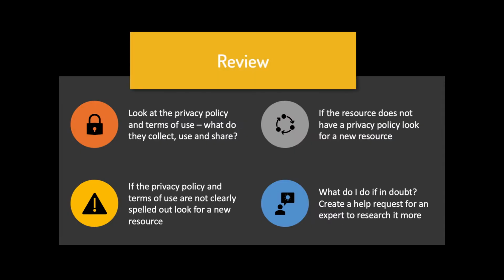Let's review. Remember that our students look to us as role models. Learning how to critically review and use a website for a resource is a vitally important skill. By using our sound judgment, we can teach our students how to think and review resources with a critically thought process. When searching for a new resource to help your students, be aware. Look at the privacy policy and terms of use. What do they collect, share, and use? If your resource does not have a privacy policy, look for a new resource. If the privacy policy and terms of use are not clearly spelled out, look for a new resource. And when in doubt, create a help request for an expert to research it more.